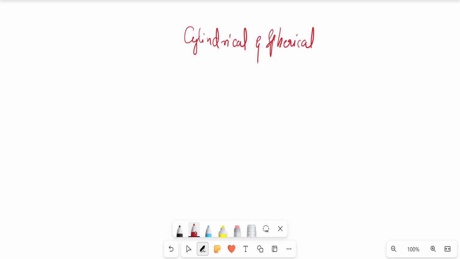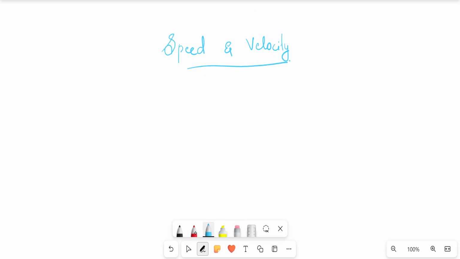It is not possible to calculate the position, momentum, and other attributes of a system by using a Cartesian coordinate system. So there, the importance of this cylindrical as well as spherical coordinate system comes into play. So that's all. And now we are diving straight to the next topic, that is speed and velocity. We need to find out the physics behind speed and velocity.